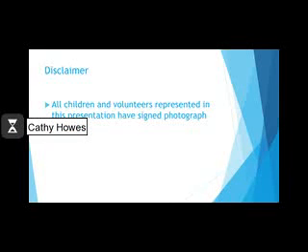Please note that all children and volunteers represented in this presentation have signed photographic releases for their images to be used.